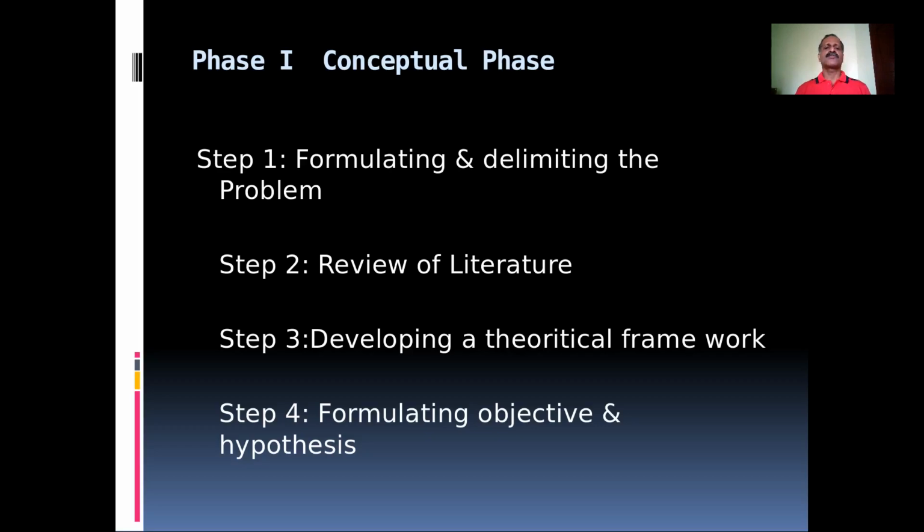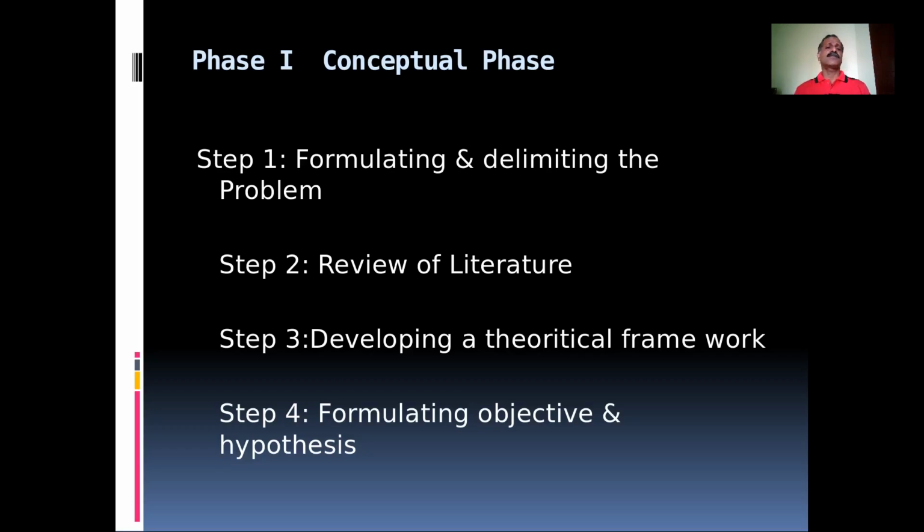It consists of mainly 4 steps. The first step of the research process is formulating and delimiting the problem. The second step is review of literature. The third step is developing a theoretical framework. And the fourth step is formulating objectives and hypothesis.